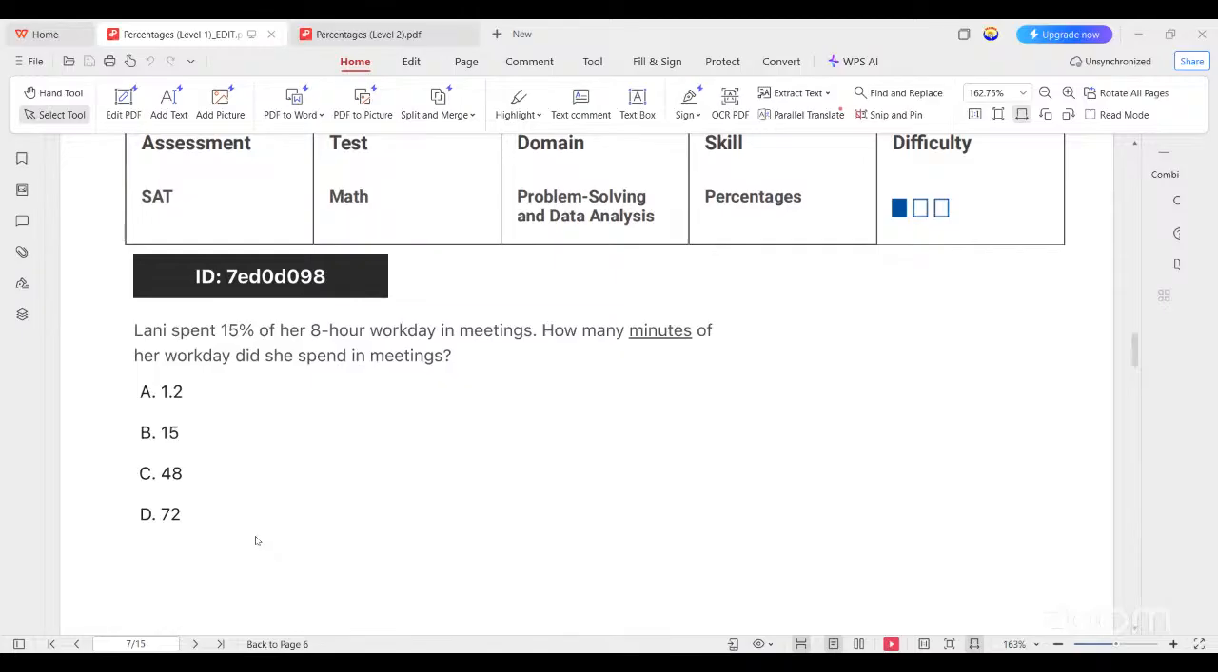Okay, next. Okay, you both got the right answer. 15% of 8 hours: we have to convert to minutes, and it is 72.